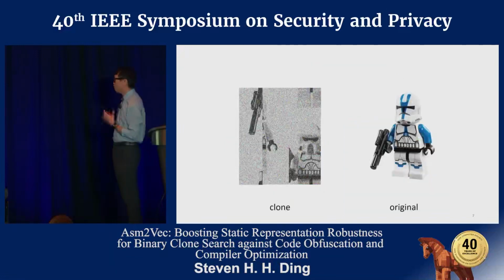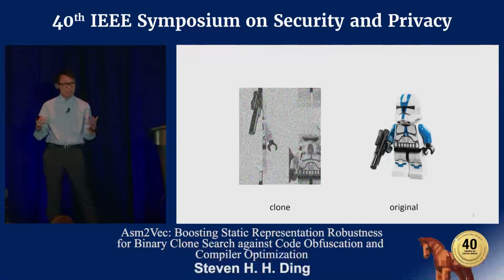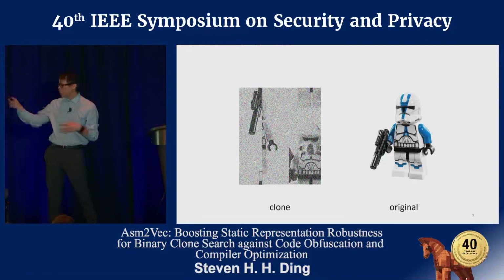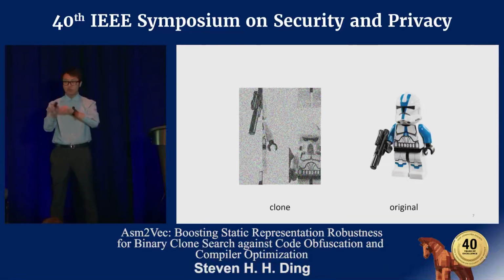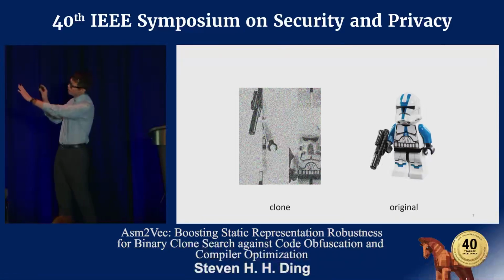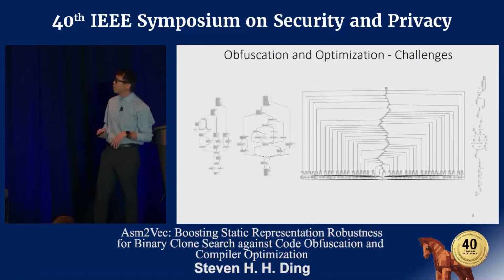But what is more challenging is that we also have different kinds of obfuscation as well as optimization techniques that make the same assembly functions look completely different. For example, suppose the minifigure on the left-hand side is the original one. We can break it into different parts, reorganize it, and even inject different noise into it. So the image here looks very different. So how does this translate to a real-life scenario?